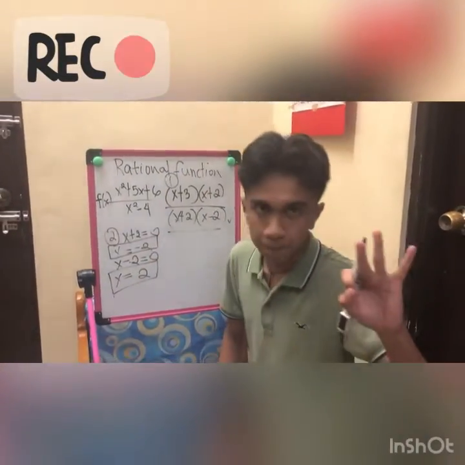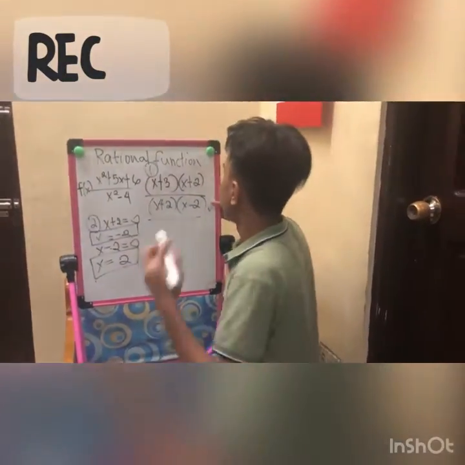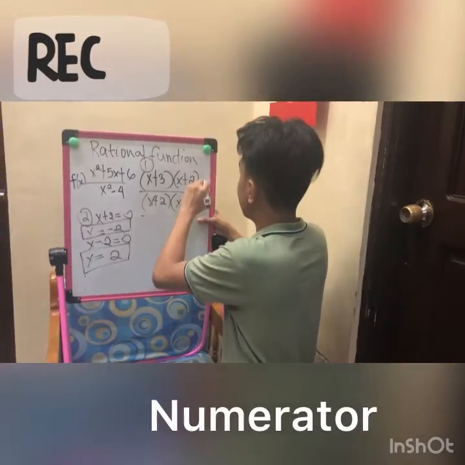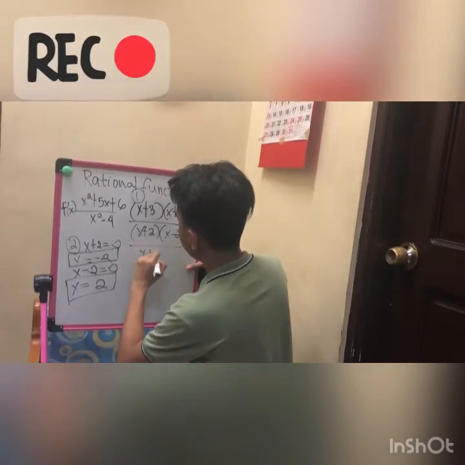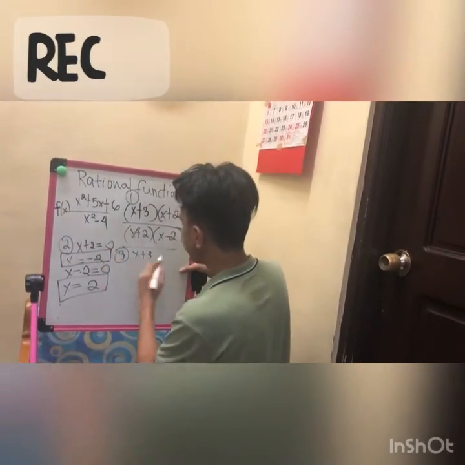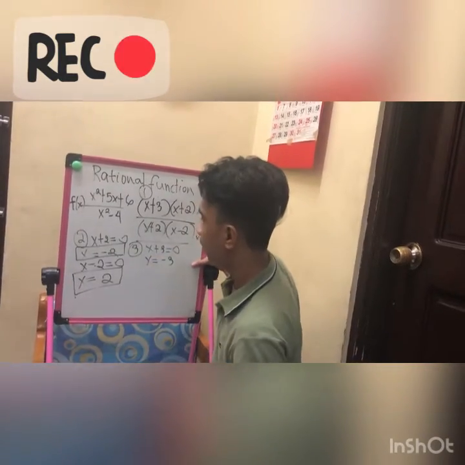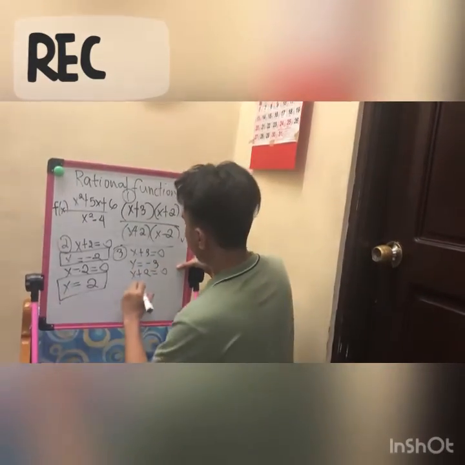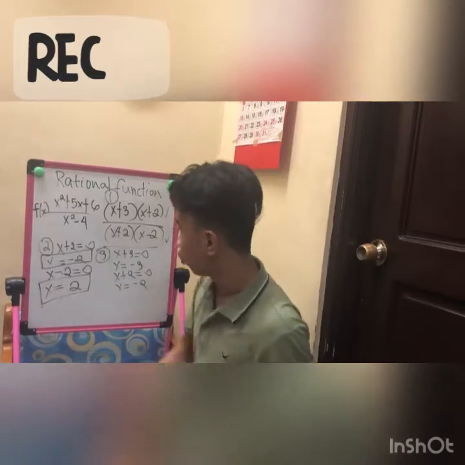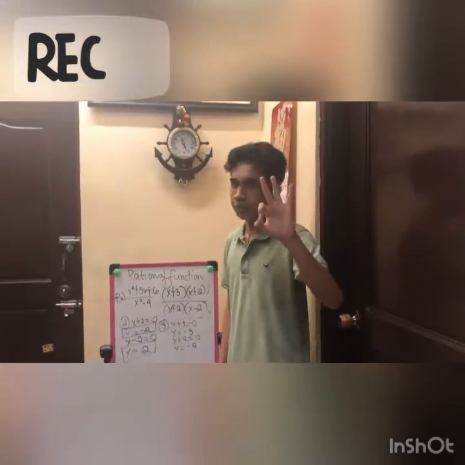Now for the third step, same steps as restriction, equate them to zeros, but in this case look at the numerator. So in the case of x plus 3, third step, x plus 3 is equal to 0, it will become x is equal to negative 3, and x plus 2 is equal to 0, it will become x is equal to negative 2.